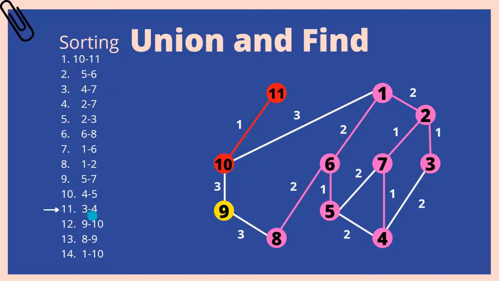Our next one is 9, 10. 9, 10 is taken in the red group. And we can see that 8 and 9 are from different groups, so our union method will work here. We will unite these two groups and make a single parent for the entire group. The next one, 1, 10, we will not consider, as the parent of 1 and 10 are both 5. So we got our minimum cost spanning tree.